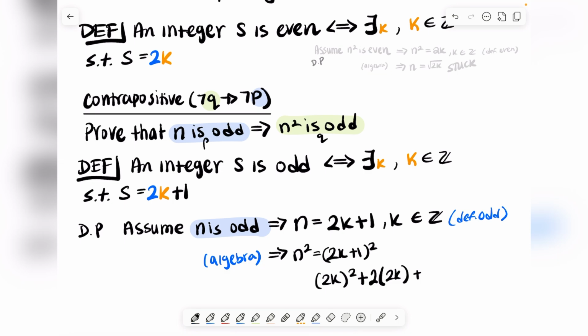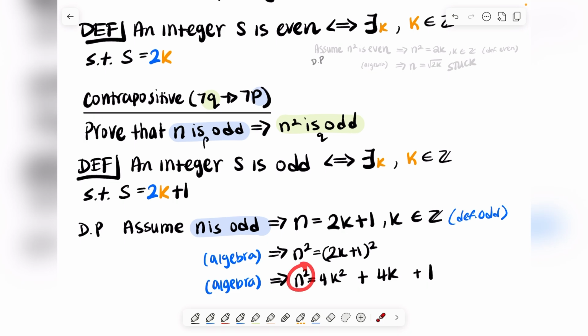So to simplify, this becomes 1. This becomes 4k. And then here you can see the difference. Because 2 and k are factors, separated by multiplication, you are allowed to square each factor. So 2 squared becomes 4 and k squared becomes k squared. So with some algebra, N squared is equal to 4k squared plus 4k plus 1.